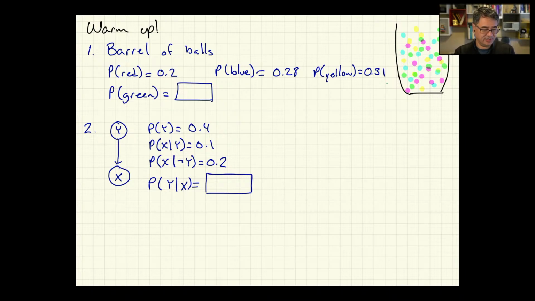Okay, so I saw someone in the chat actually put the calculation in there. What does the answer come out to be? 0.21. Yes, 0.21. And we can get that by just doing 1 minus 0.2, and then minus 0.28, and minus 0.31.